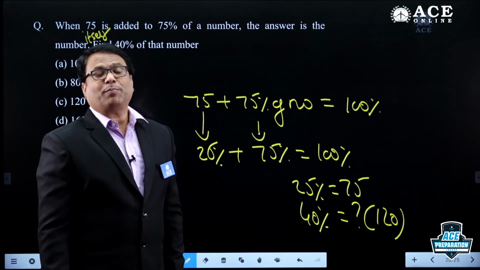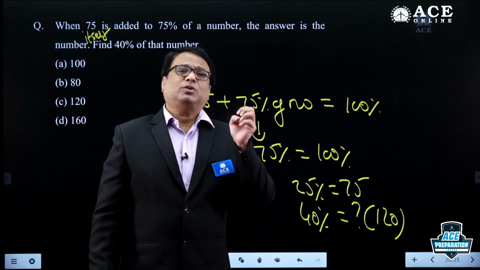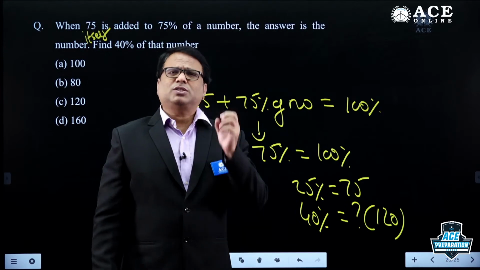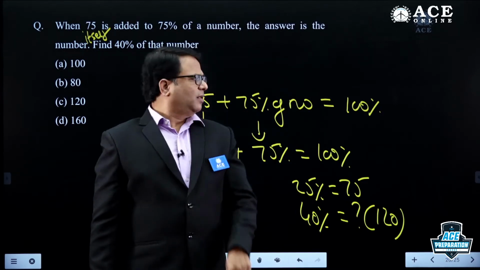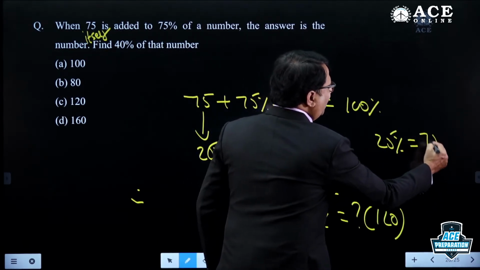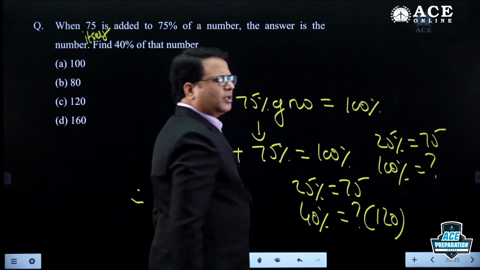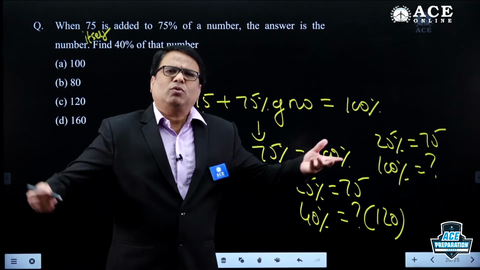Okay? Suppose, instead of asking 40%, if you are asked to find the original number itself, what is the original number? If that is the question, then you can do like this. 25% is equal to 75, then 100% is how much? This is the question, because you are asked to find what is the original number.